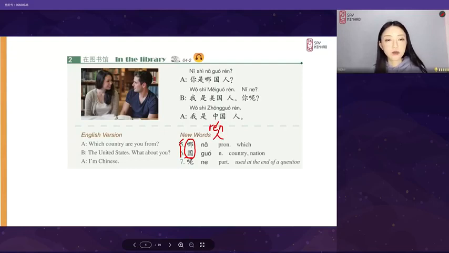Okay, last new word of text 2 is 呢, the initial n and the final e, and it is a neutral tone, which we should pronounce as soft and quick. Okay, read after me. 呢, okay, it is a particle. It is usually used at the end of a question. Okay, now let's read it from the start, each twice.